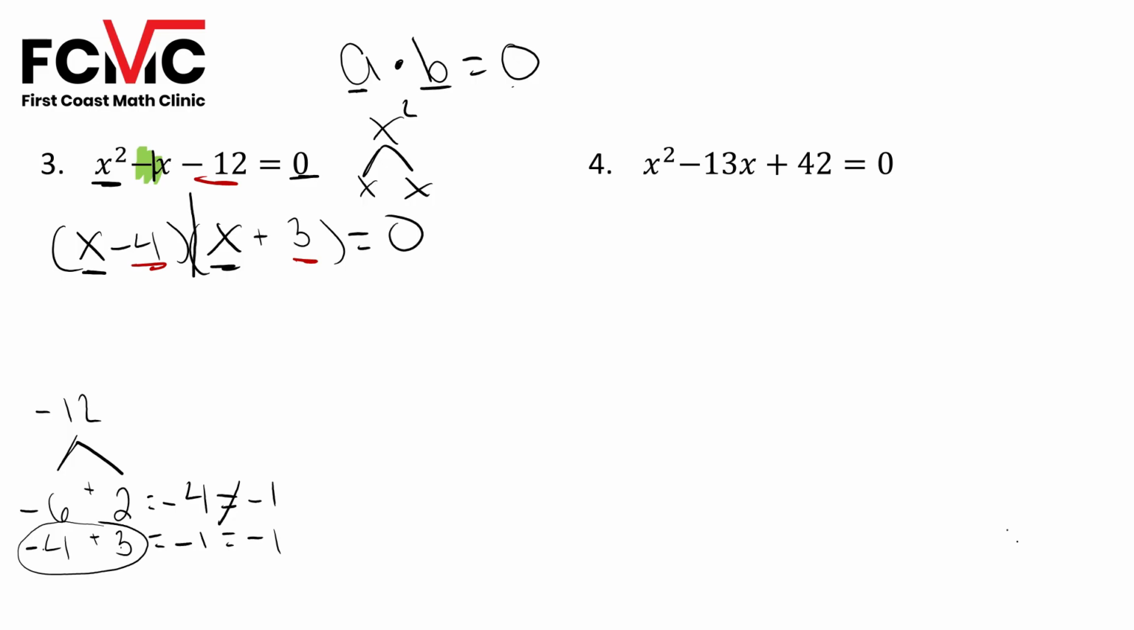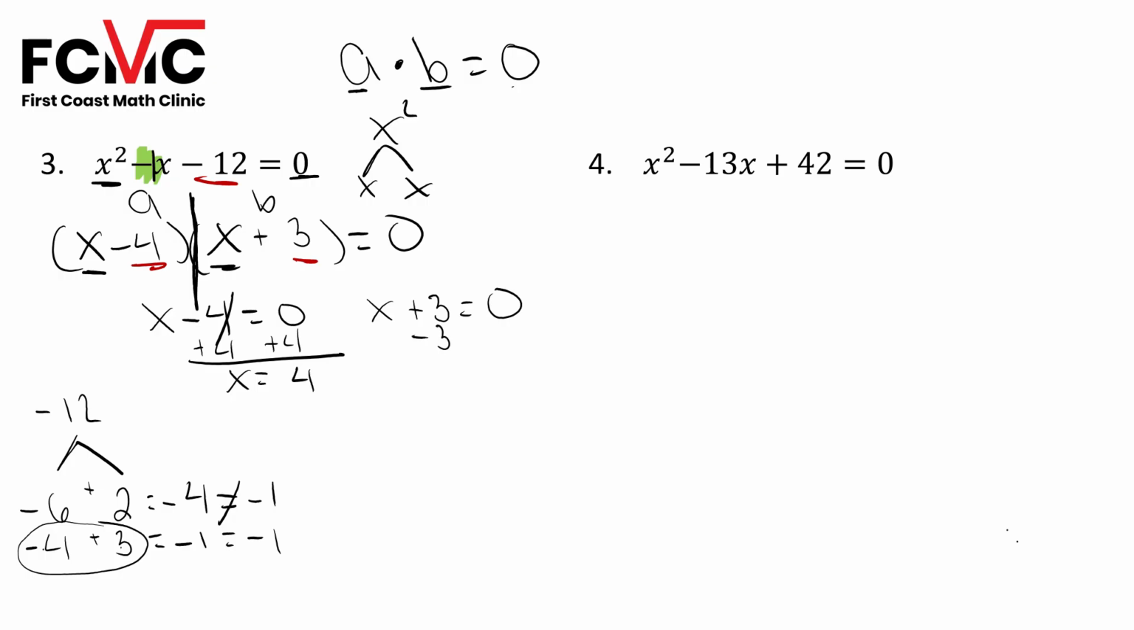So now we could factor this where they're being multiplied, right? This is my A, this is my B. So we can set up our equation. x minus 4 equals 0. x plus 3 equals 0. Let's solve these for x. Plus 4, plus 4. I get x equals 4. Minus 3, minus 3. x equals -3, so our solution is going to be -3 and 4.